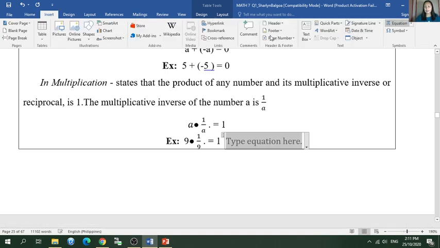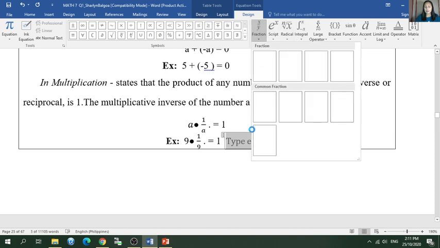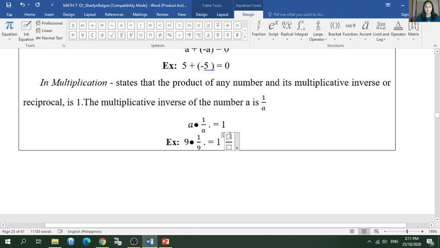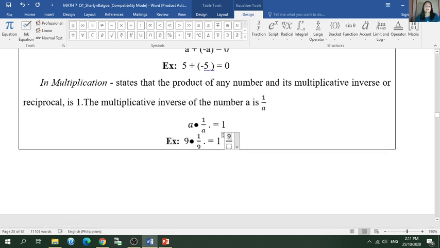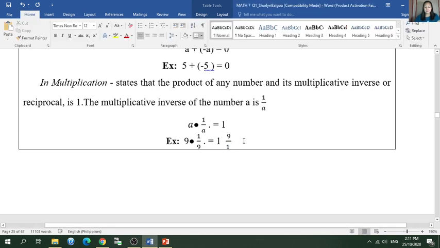Okay, insert equation just like this. So this is 9. The denominator of the whole number 9 is 1. You are going to multiply it by its reciprocal. Okay, multiply it by its reciprocal.